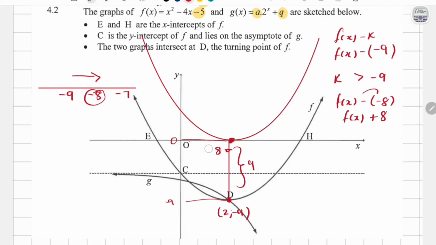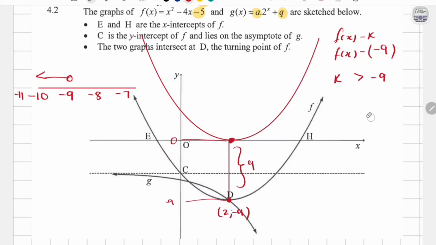Let's think about the other direction then. How about we make it less than negative 9? So think of numbers that are less than negative 9. That will be things like negative 10, negative 11, and so on. So let's say k was equal to negative 10. It's just substituting negative 10 in place of k. So now we're making it less than. So f of x needs to be, and then we have minus, and the k is negative 10.